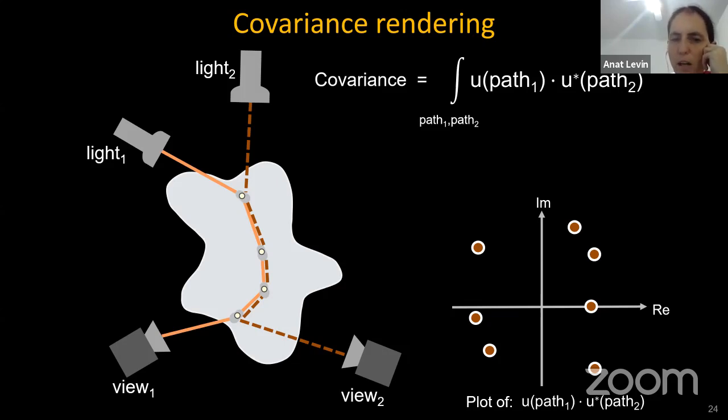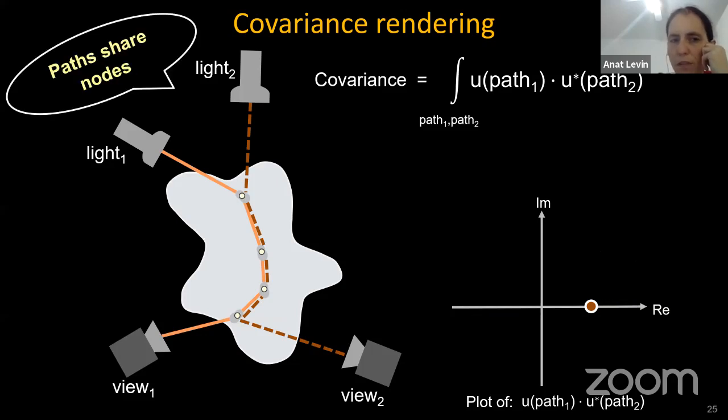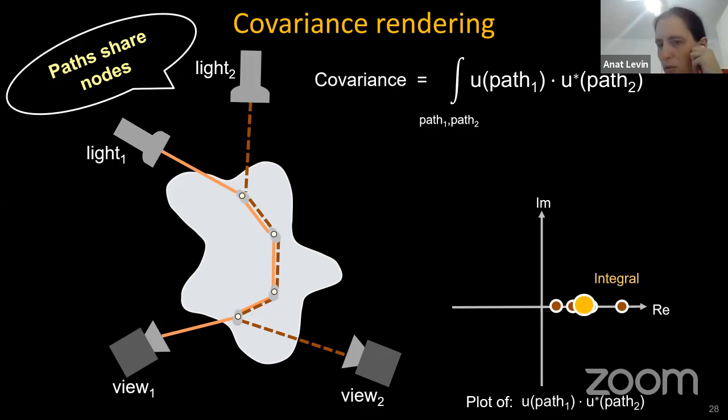And now, because these paths share the same nodes, they also have the same length. And if paths have the same length, we get a positive real number. If we sample many pairs of paths that share all their nodes, we just get positive real numbers, and when we average such positive real numbers, we get some positive real number. And we get a meaningful contribution, not just 0.